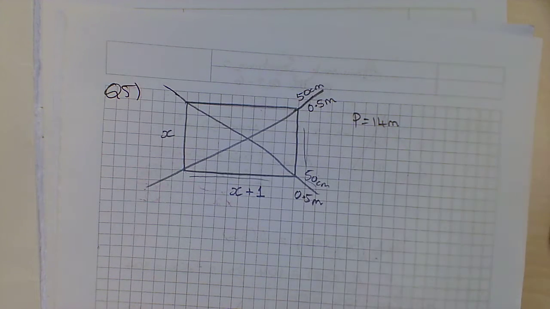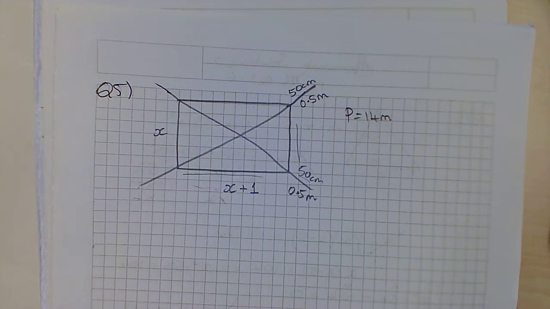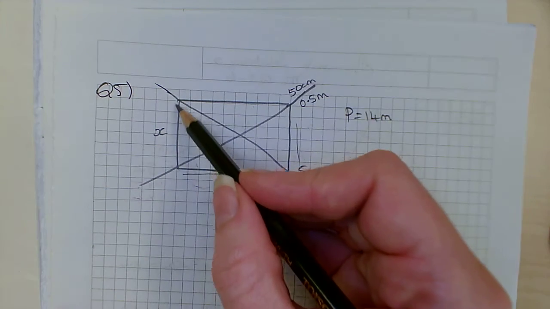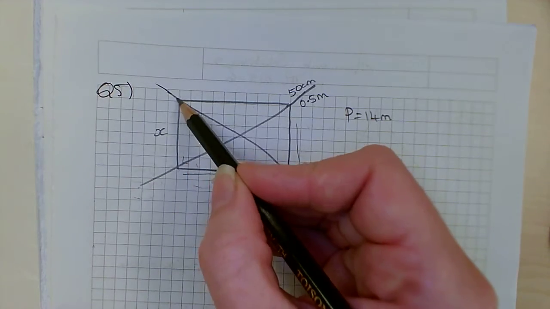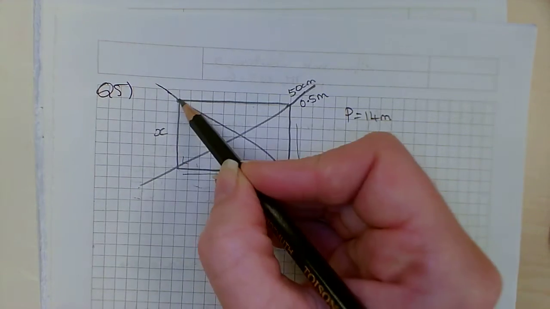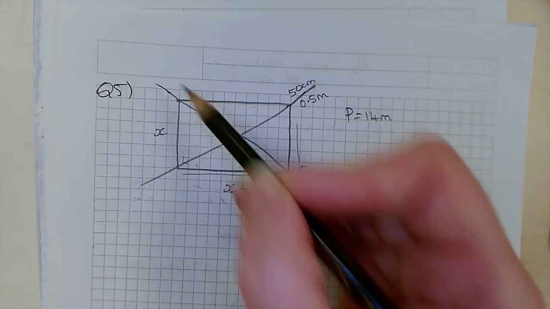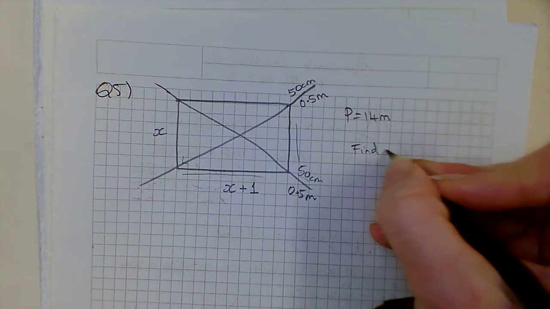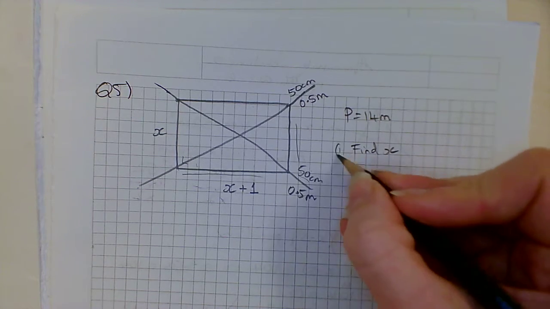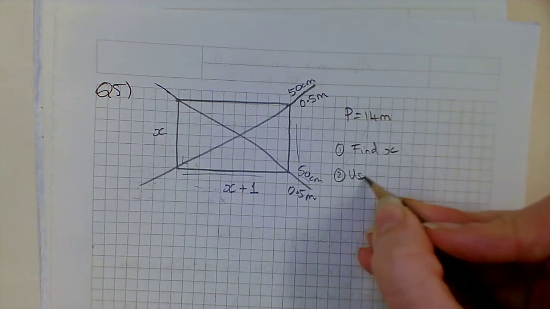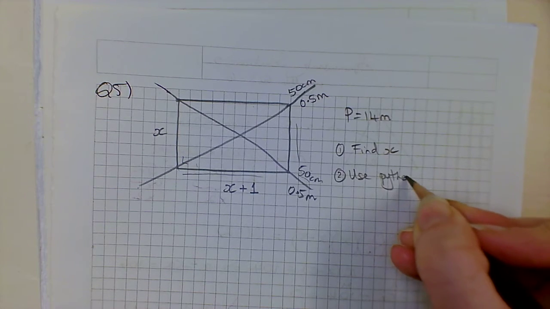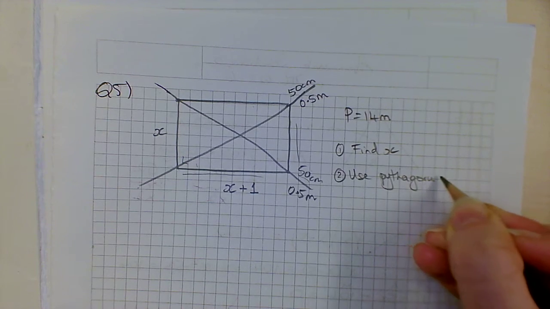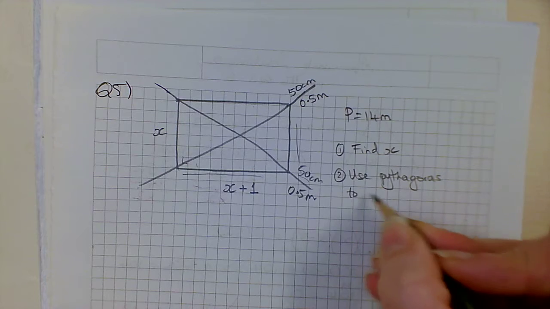So what do we need to do? First of all, if we can find out the lengths of these sides, then straight away we've got a right angle triangle and we'll be able to find this diagonal length here, and then we can add on a meter and then we can double it. Okay, so that's the procedure that we need to go through. Find x using the perimeter information. Use Pythagoras to find the diagonal.